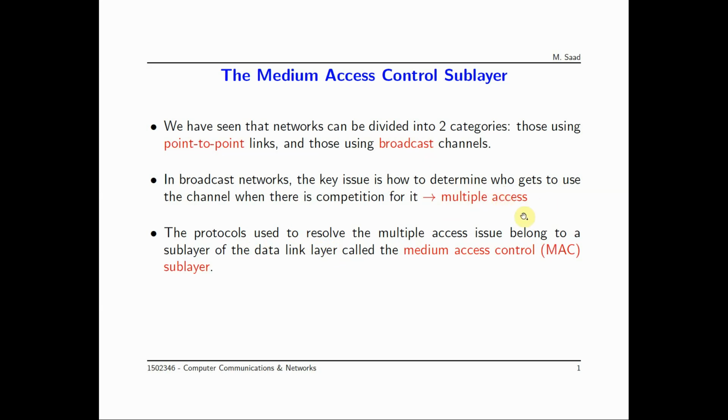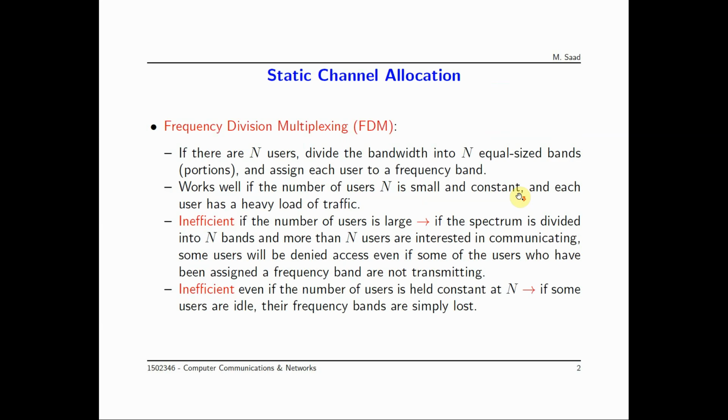But to be more precise, it is not the data link layer as a whole, but it is a special sublayer of the data link layer that is called the medium access control sublayer, or in short, the MAC sublayer. So to be more specific, if you have a broadcast network, then the data link layer has a sublayer called the MAC sublayer, medium access control sublayer, and this is the sublayer responsible for solving the multiple access problem.